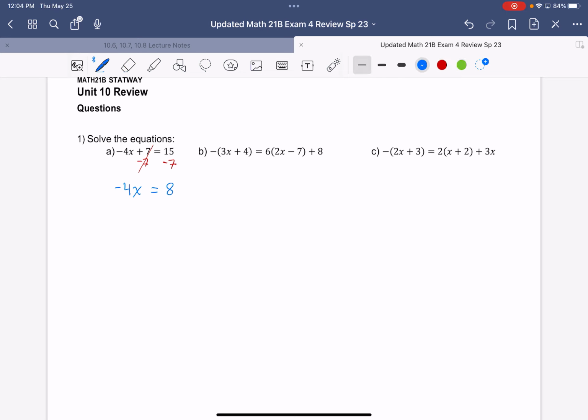Next, to get x alone, we can divide both sides by the negative 4. That way on the left-hand side, the negative 4's cancel. You are left with x equals 8 divided by negative 4, which is negative 2. And of course, feel free to use your calculators for any assistance you may need. Any questions there?